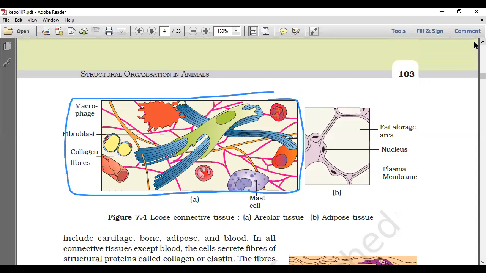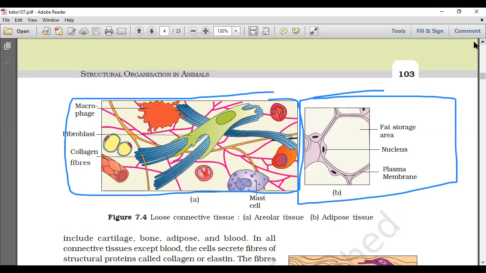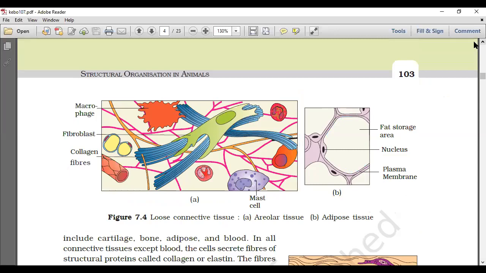This diagram is also of adipose tissue. You can see a single large oil droplet here, what we call a monolocular lipid droplet. These two diagrams are to be remembered. Here you can also see the macrophage. The labeling will come in the examination. Then we know these are fibroblast cells.